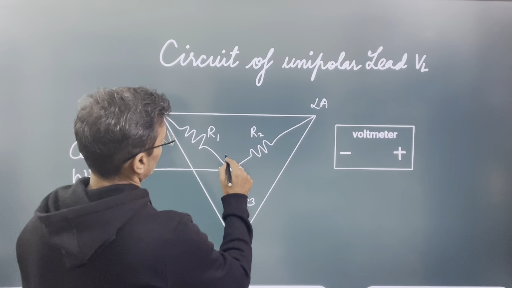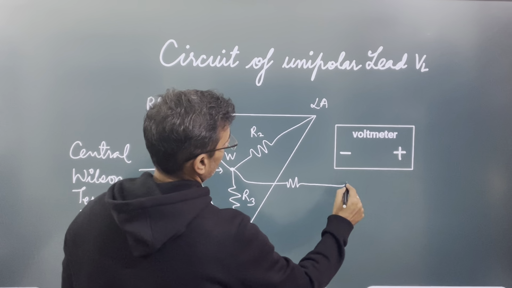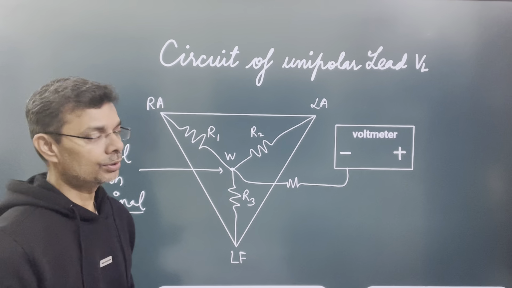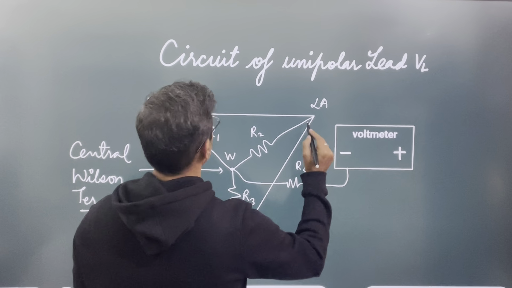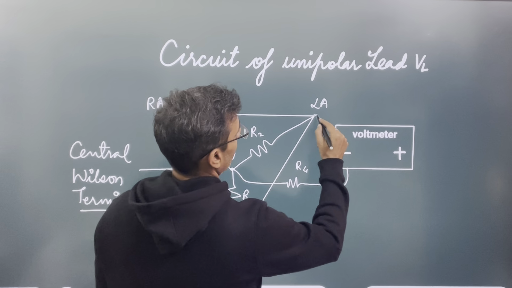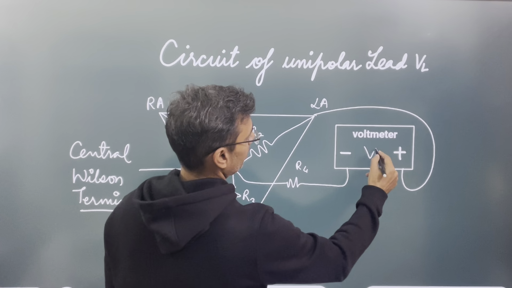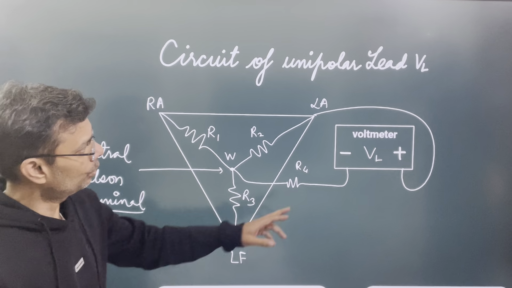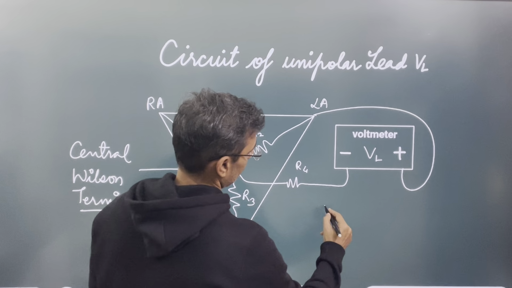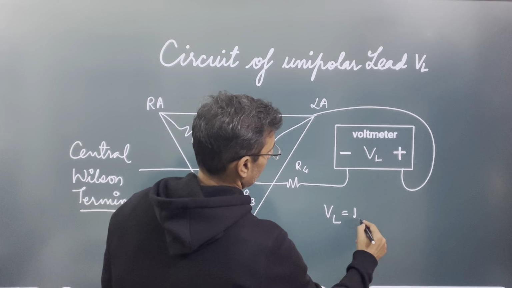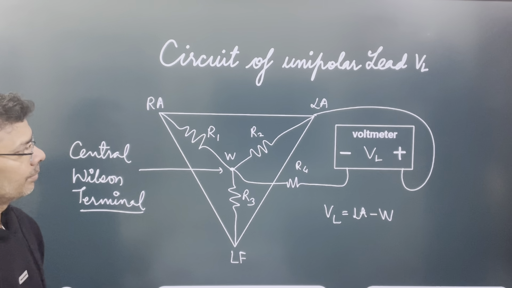From the central Wilson terminal, let's say its potential is W. Another wire goes and joins here at the negative terminal of the voltmeter. Let's say the resistance of this wire is R4. Now one more wire from LA comes and joins at the positive terminal. So the voltmeter shows the reading VL. As you know, the potential difference is LA minus W. So VL is the potential at the left arm minus the potential of the Wilson terminal.